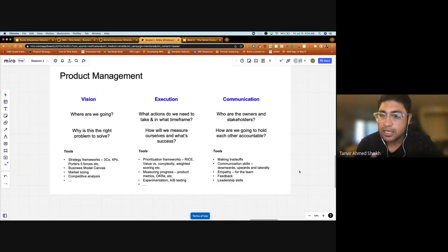Let's move on now to a few tools that an entrepreneur or an innovator or a product manager can use. And I always put all of these in the same bucket. So you can still see my screen, right?